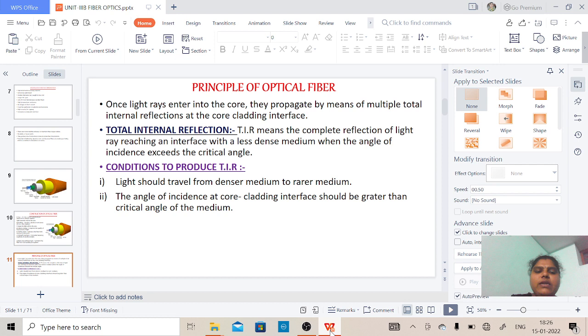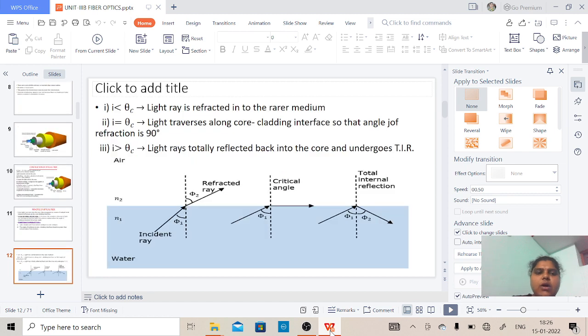Now let us see what are the conditions to produce this total internal reflection. The light should travel from denser medium to rarer medium. We know that, because the core is made up of denser medium and the cladding is a rarer medium. The angle of incidence at the core cladding interface should be greater than the critical angle of the medium. So these two conditions are obeyed here. So it provides the total internal reflection condition. Okay.